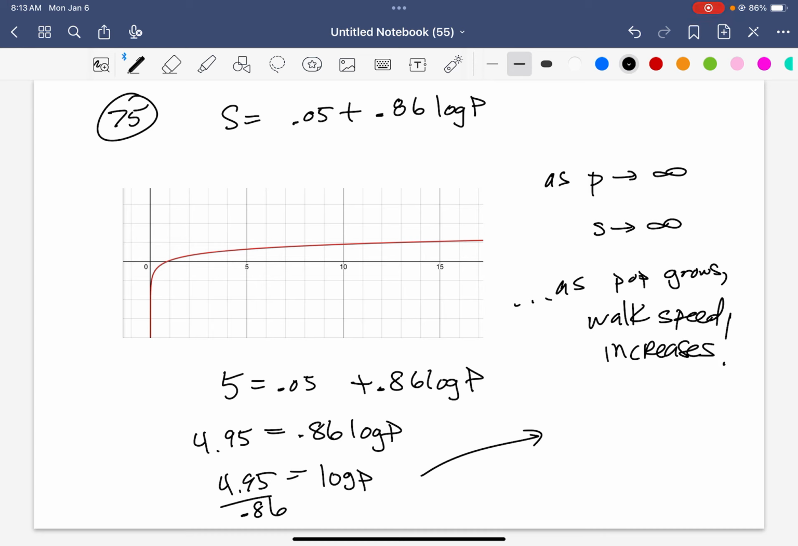So that really tells you, notice that that's in log form. There's an understood base 10. If I put it in exponential form, it's 10 to the 4.95 divided by 0.86 is what the p is going to be. So I'm going to do 10 raised to the 4.95 divided by 0.86, and I get approximately 569,920 people. People is population that gives the walking speed we want. So in the very least, that many people. Awesome.